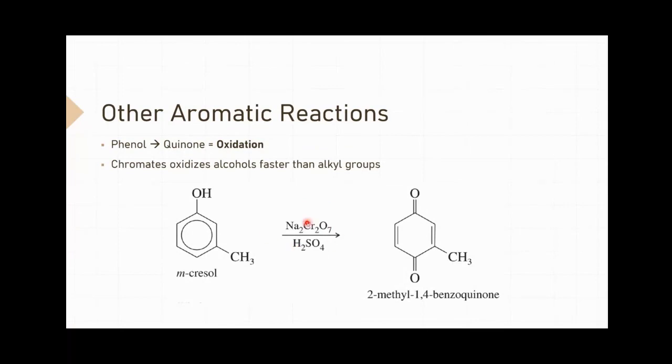Last one is if I want to make a quinone like this. It'll only work if you have an alcohol. So what chromate will do is oxidize this alcohol faster than this alkyl group, so it won't make carboxylic acid here, but it'll just turn it into this kind of structure if you have an alcohol.